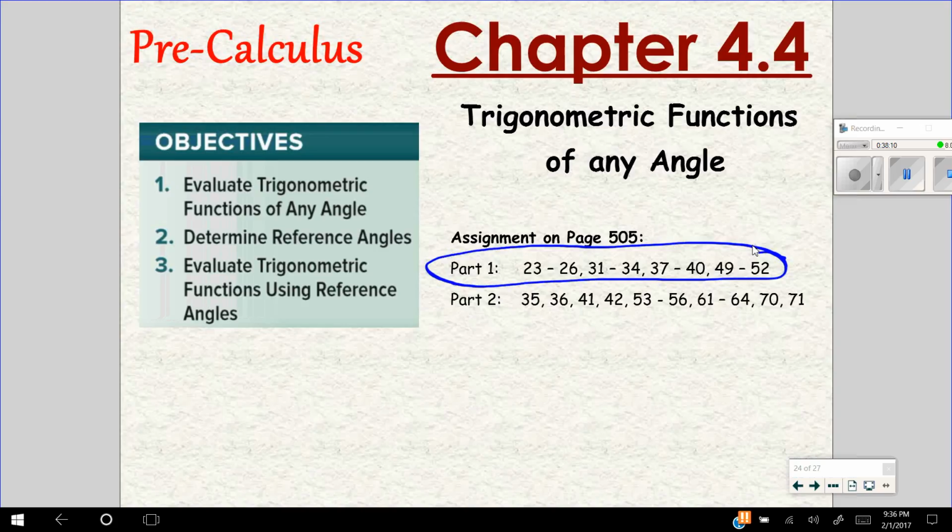And then on Monday, you're going to have a skills check on 4.1, 4.3, and 4.4. Okay? So I cannot stress to you how important it is that you have those 3 assignments done for tomorrow so that we can get all of your questions answered tomorrow for the skills check on Monday.